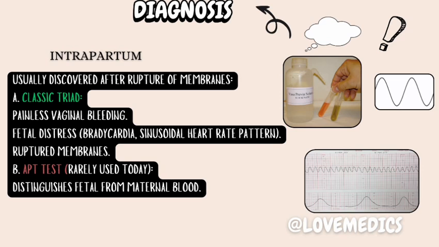Intrapartum diagnosis is usually made after rupture of membranes. The classical triad that helps to diagnose vasa previa is painless vaginal bleeding, fetal distress, and ruptured membrane. These are the classical triad for vasa previa. And the APT test is rarely used nowadays. It is used to differentiate fetal blood from maternal blood.